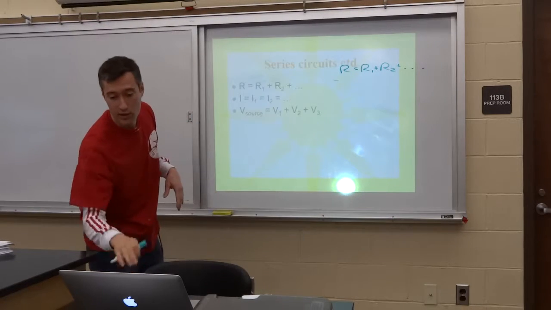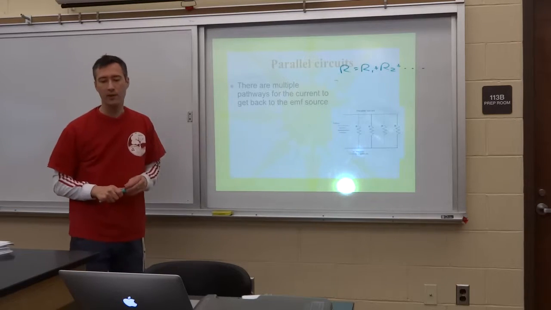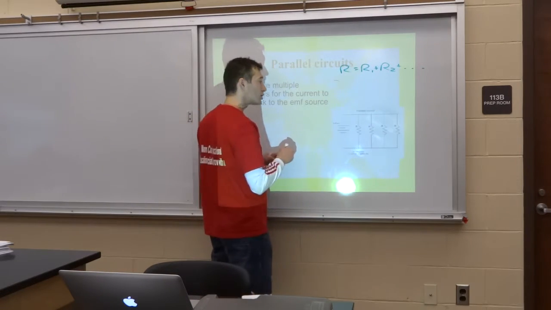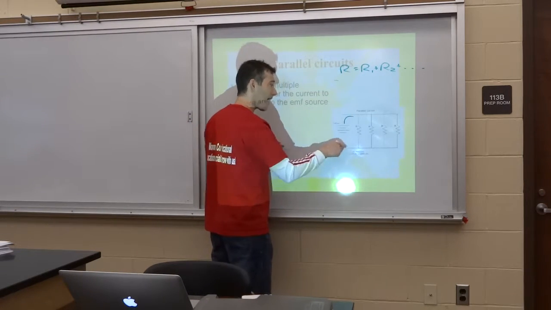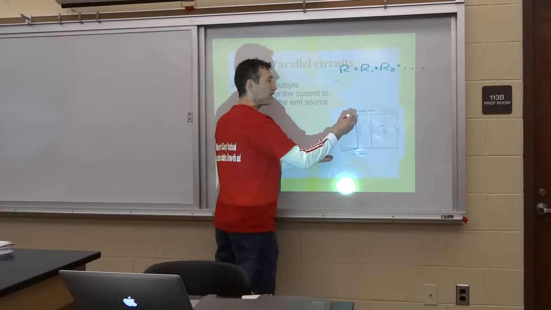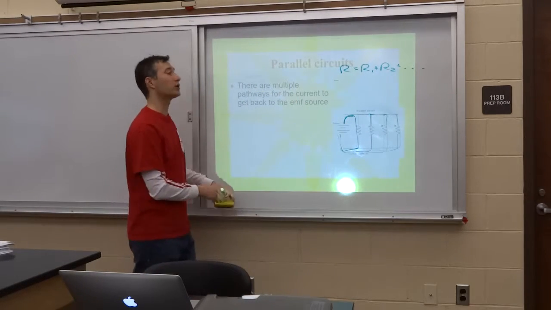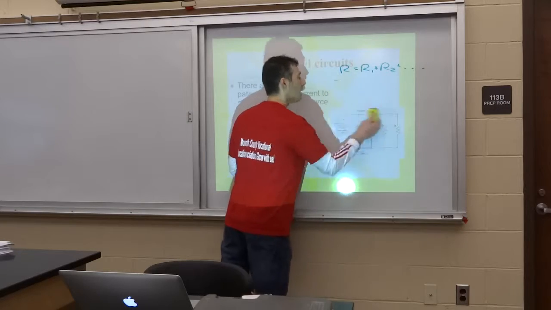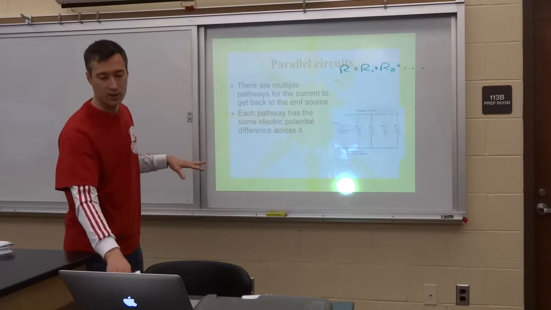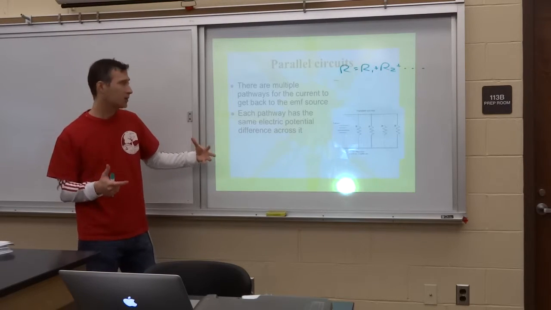All right, so let's take a quick look at parallel, and then we'll see what we have time for. So in a parallel circuit, the distinction here is that there is more than one way for charges to leave the EMF source and then get back to it. So if charges are leaving the EMF source this way, they have like 4 different ways that they can get back. We call those parallel branches of this circuit. Now a parallel circuit has different major characteristics than a series circuit does. So it's almost like the opposite. In a series circuit, the current is the same everywhere.